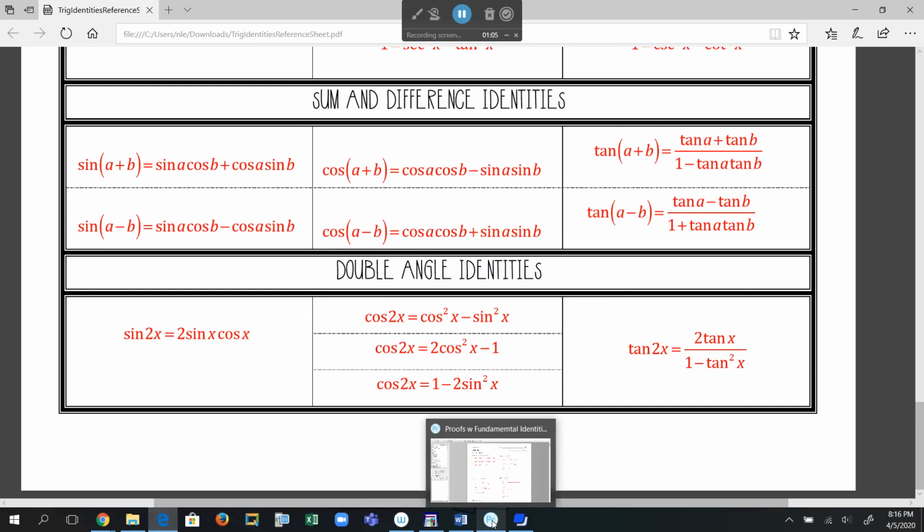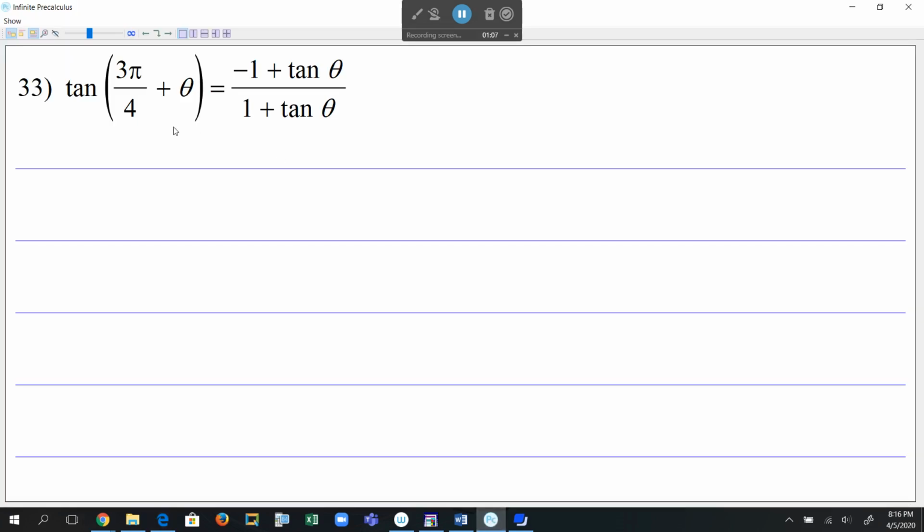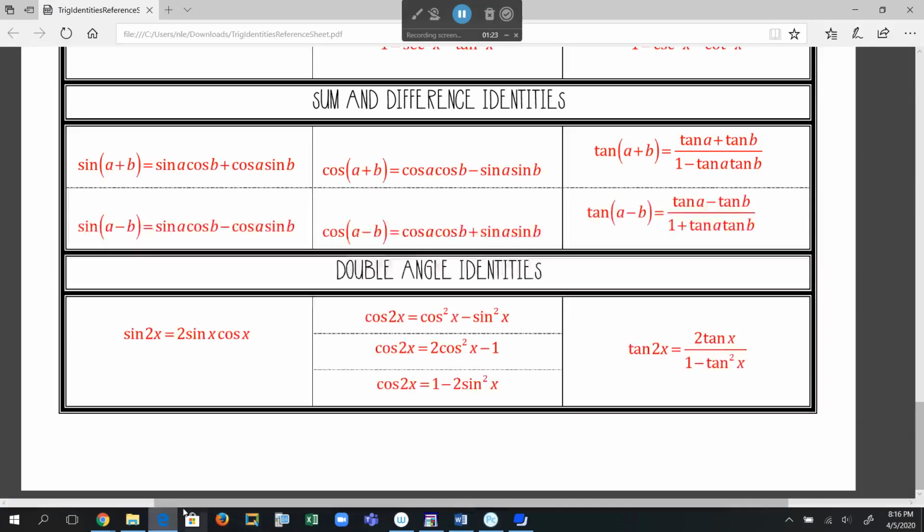So let's look at the example. In this example, I'm going to start with the given from the left side. Before we begin, on the left side, let's go back to the identity. We have to use the sum identity. So we are going to use the sum of tangent. Tangent A plus B is tangent A plus tangent B divided by 1 minus tangent A times tangent B. So I'm going to use this sum formula for the tangent.